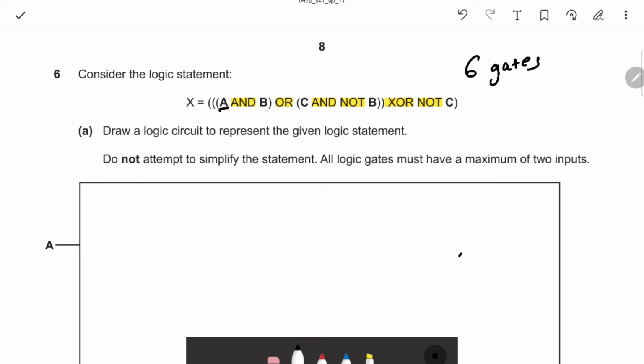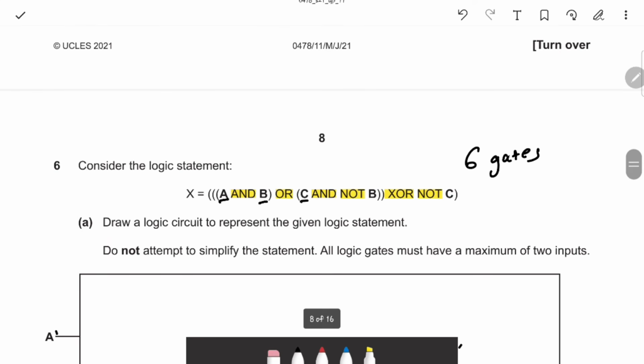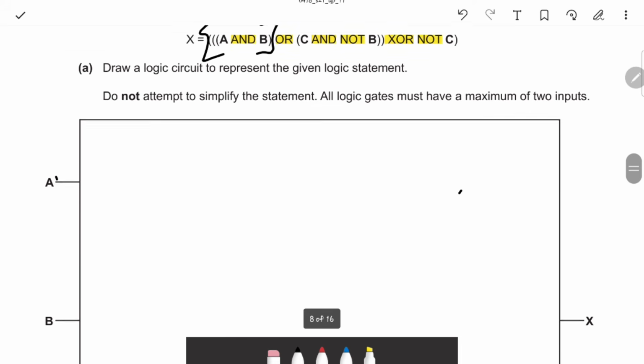Then you can find the inputs A, B, and C. They usually give this, so it's never a problem, but it's important to know your inputs. Now let's start with the first one right here, A and B. You can start with any. I'll start with A and B. Simple.